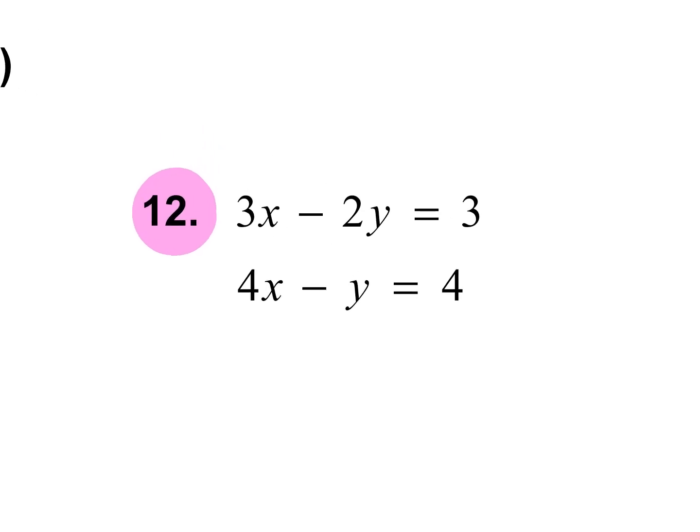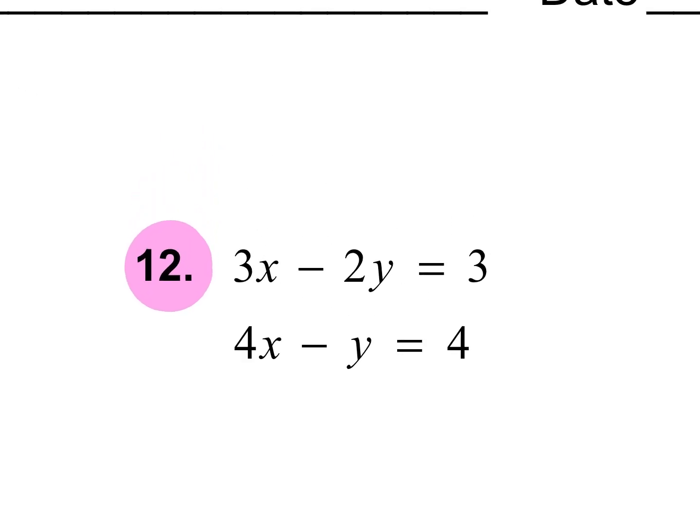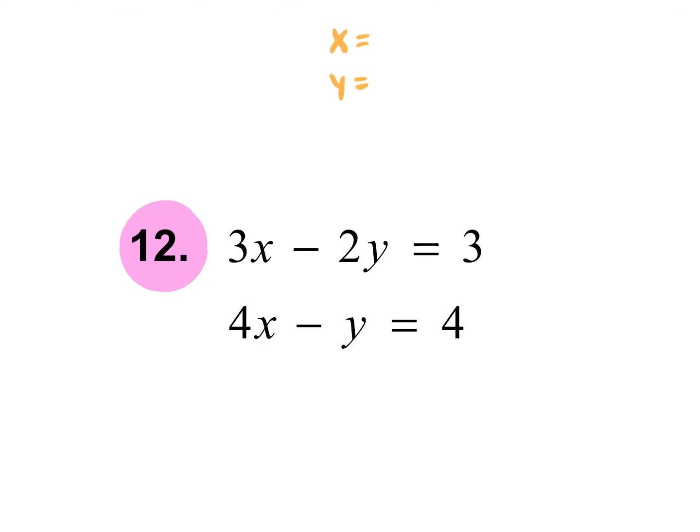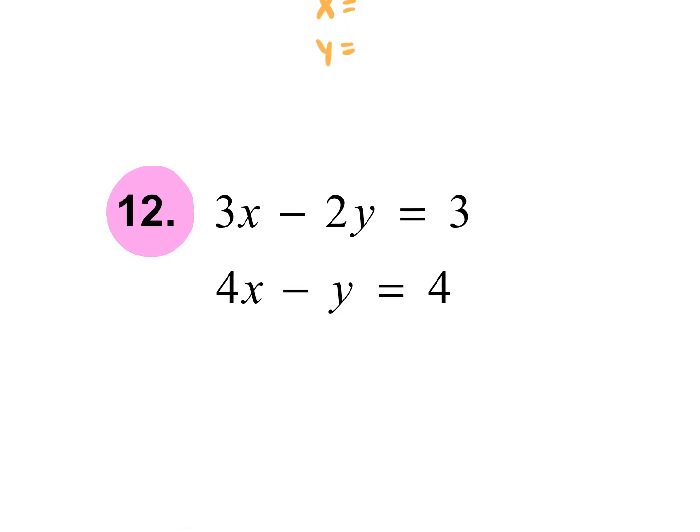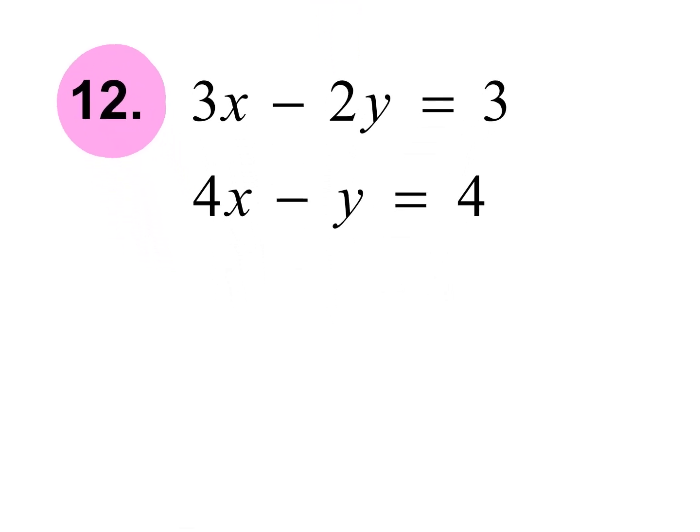So number 12, if this question said solve with substitution, we have to use substitution. Remember, we either need it to be x equals or y equals. Do I have one of those here? No. So I have to make one of them x equals or y equals. How do I do that? Which equation would you think would be easier to make x equals or y equals?